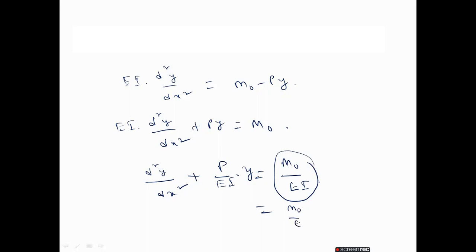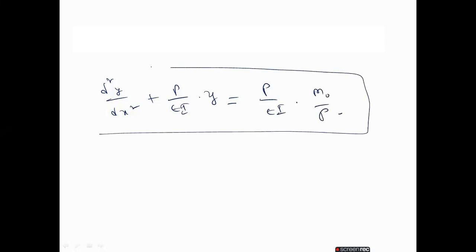Now I will multiply this M naught by EI with P by P. So what happens? M naught by EI into P by P. So I will write in the form of P by EI into M naught by P. So I will write again the final equation we got: d square y by dx square plus P by EI into y equals P by EI into M naught by P.